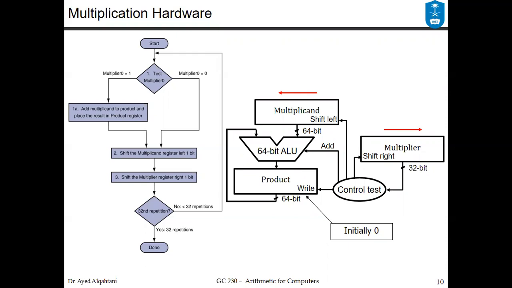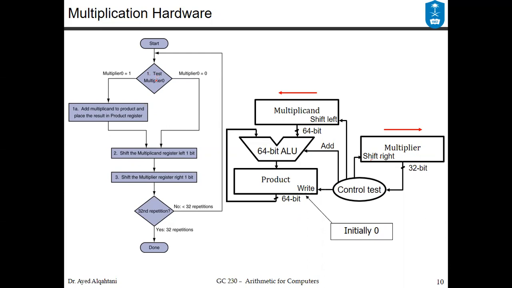Now, you noticed in the partial product, we have a shifting mechanism. We shift the partial product somehow. So the equivalent of this in the hardware is that we shift left the multiplicand and we shift right the multiplier. We shift right the multiplier because we want to know what the least significant bit is. This will help us to test.